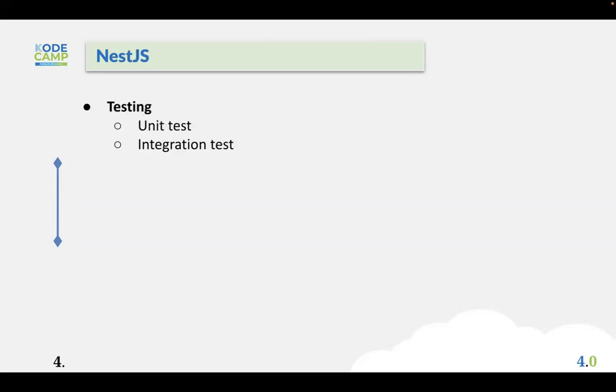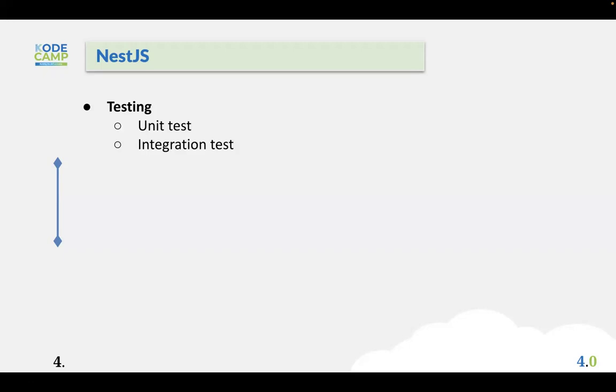Then moving on, we have testing, and under testing, we'll be learning about unit tests, and then this shouldn't be integration test, it should be end-to-end test. A unit test is basically testing individual components of your application and making sure they work as intended. But an end-to-end test is basically testing the complete flow of your application.